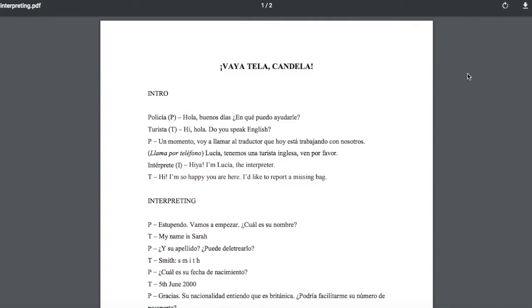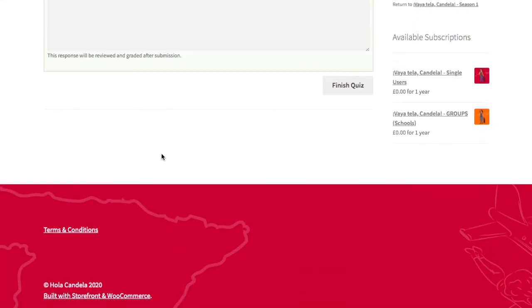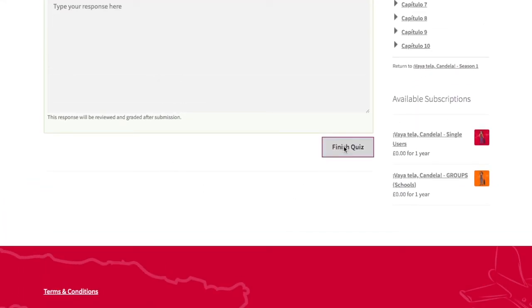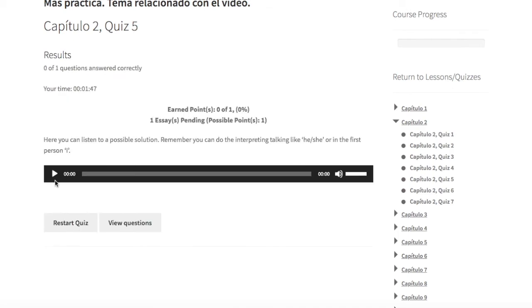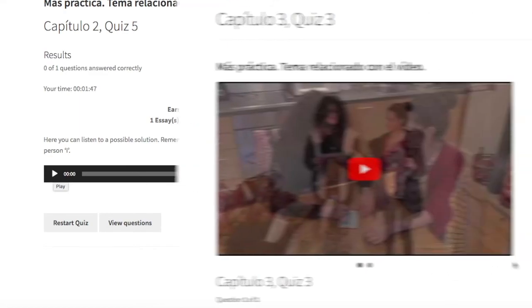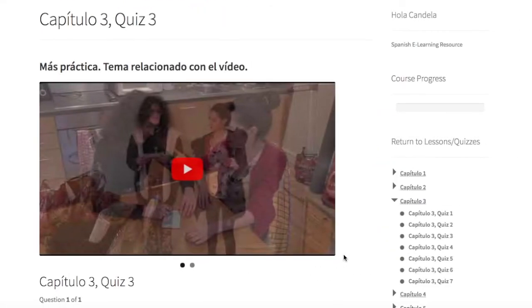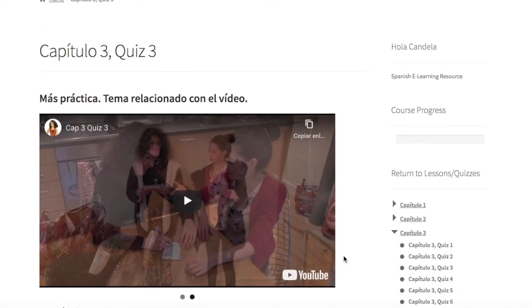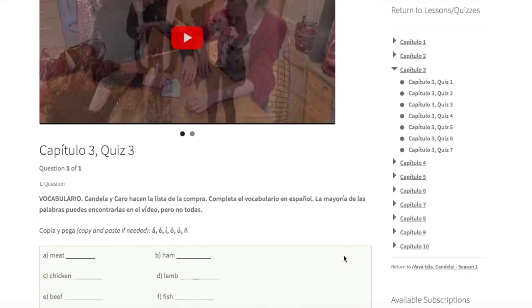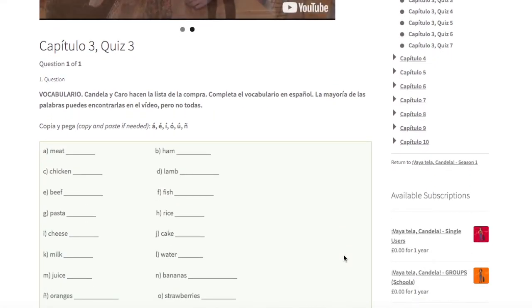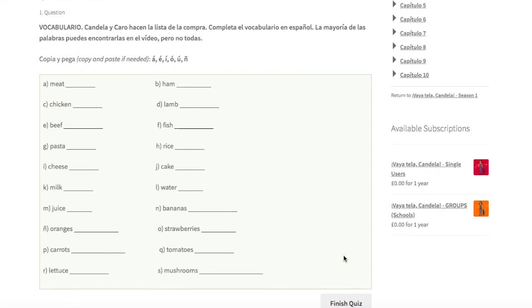They can record themselves, and if they click Finish Quiz, they can see a possible solution where a person is doing the interpreting. Here, for example, there is another option that we have in episode 3, quiz 3. Candela and Caro are doing the shopping list, so we thought it was a good opportunity for a student to revise food vocabulary.